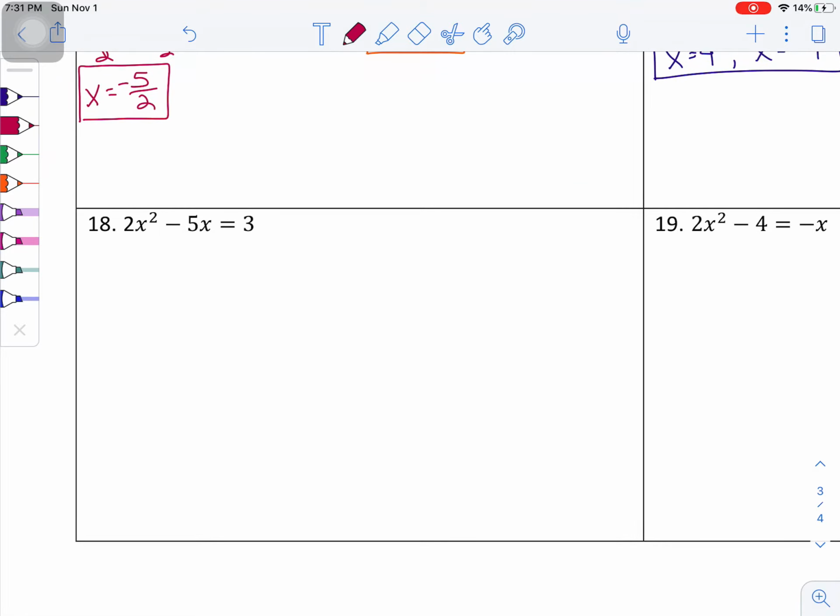But if you just want to use plus or minus, that is awesome. All right, problem number 18 here. I am going to put this in standard form first, which means I'm going to subtract 3 from both sides. Now I'm going to try to factor this and see what that gets me.